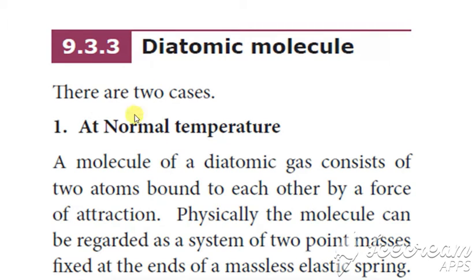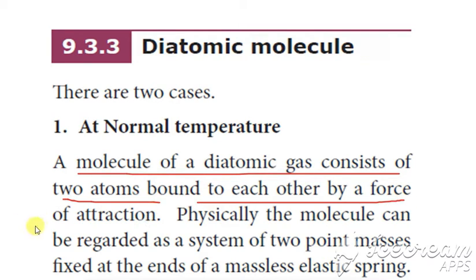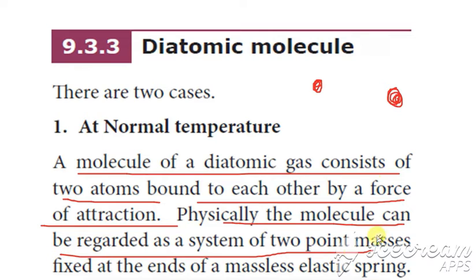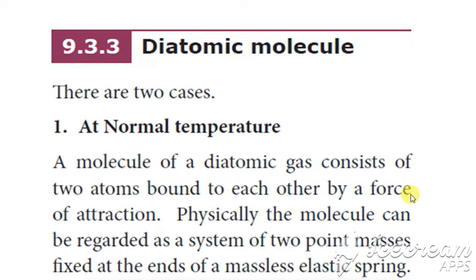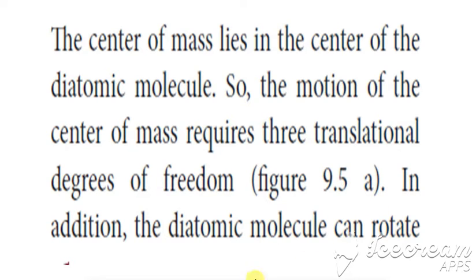Next is diatomic. In diatomic there are 2 cases: first is normal temperature, next is high temperature. When you consider normal temperature, a molecule of diatomic gas consists of 2 atoms bound to each other by a force of attraction. Physically, the molecule can be regarded as a system of 2 point masses fixed with a spring. So we can take it as just 2 point masses. Then the center of these masses is the center of the diatomic molecule. The motion of the center of mass acquires 3 translational degrees.